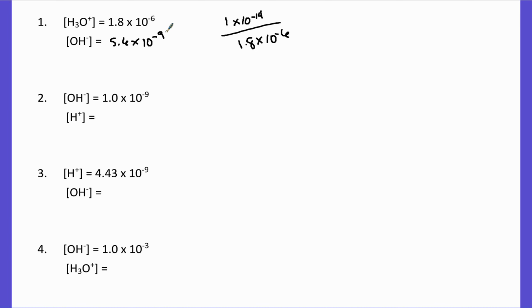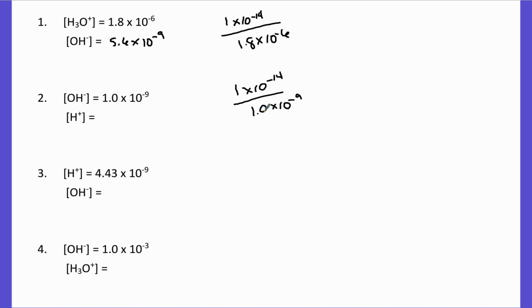So that's what I'm going to do over and over again. It doesn't matter which one I have. Remember, hydronium is the same as hydrogen. Hydroxide and hydrogen are always related. So on this next one, if I'm given hydroxide, I do the same thing. I take 1 times 10 to the negative 14th, and I divide by 1.0 times 10 to the negative ninth.